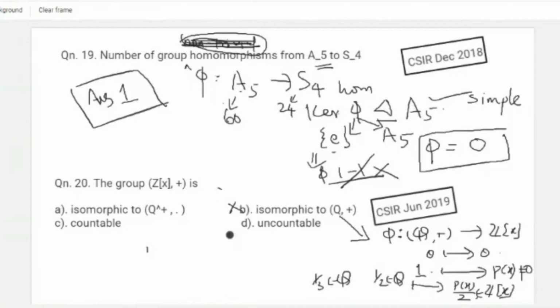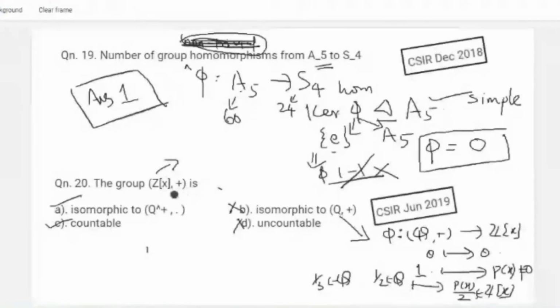This is not true. It's a countable set, a countable union of countable sets is countable. And Z[x] is the ring of polynomials. Every polynomial has a finite degree, so it can be regarded as a countable union. You can count the elements in that way, so it's a countable set. So D is wrong, and this is true.